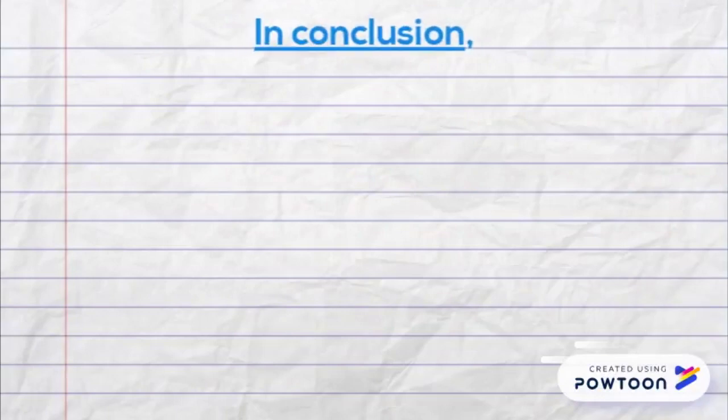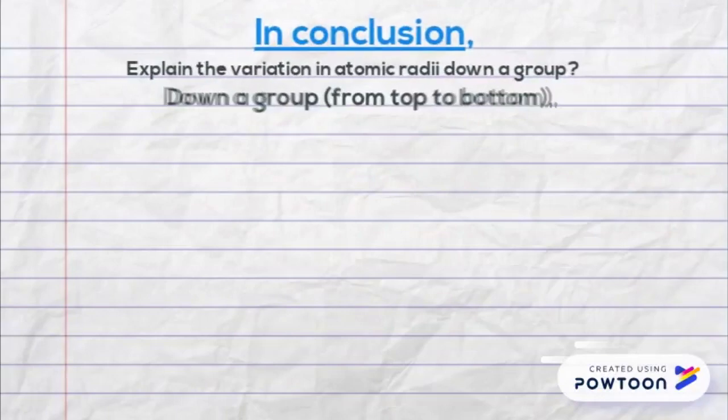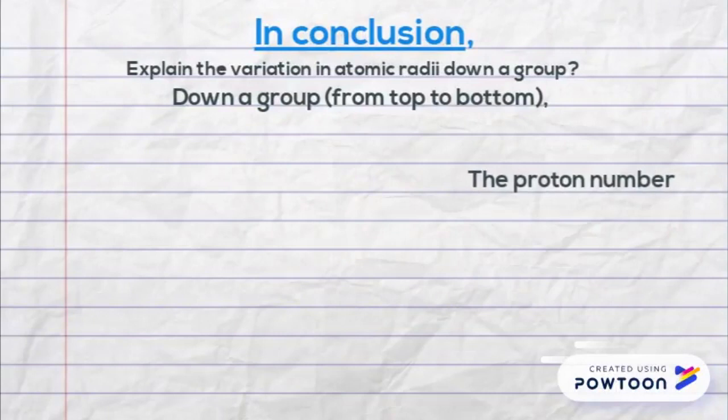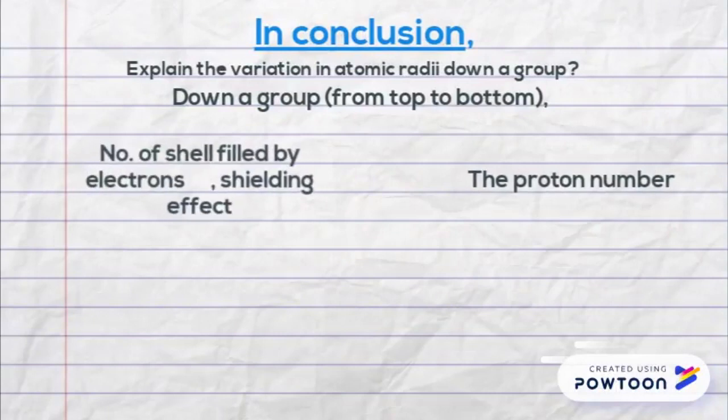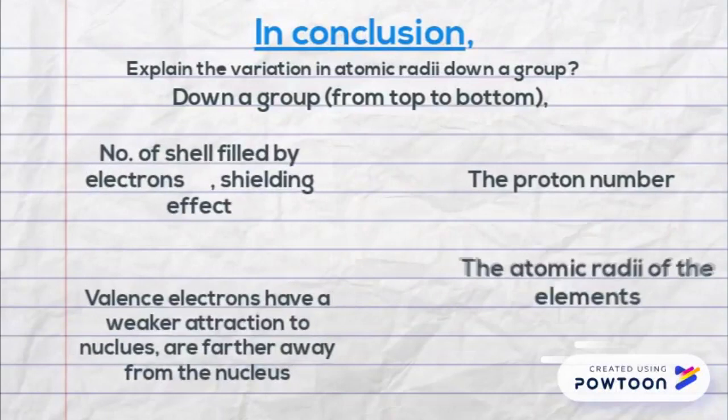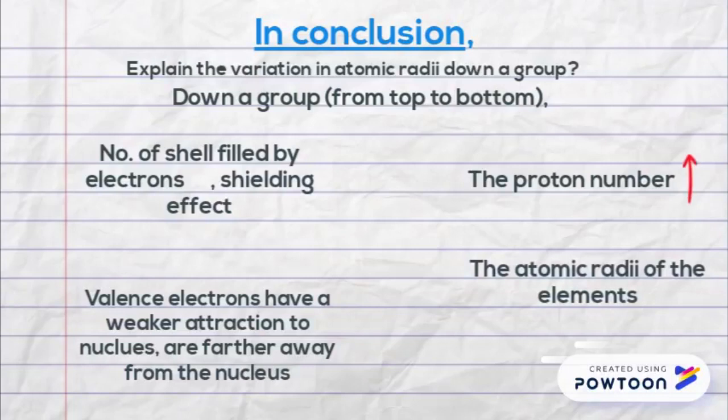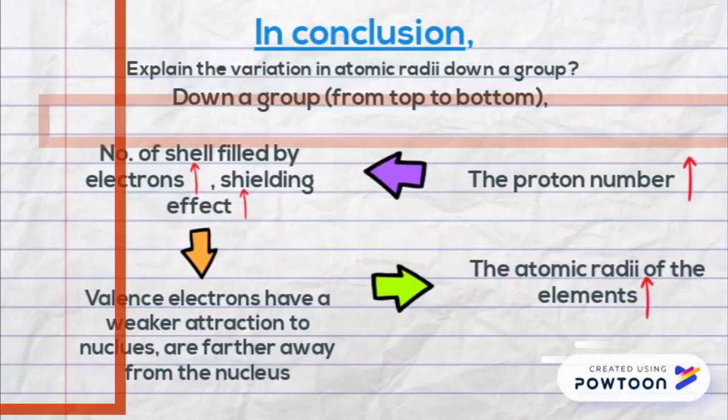So, in conclusion, the proton number increases. Hence, the number of shells filled with electrons increases, causing the shielding effect to increase. This means the valence electrons have a weaker attraction to the nucleus and are farther away from the nucleus. As a result, the atomic radii of the elements increase down a group.